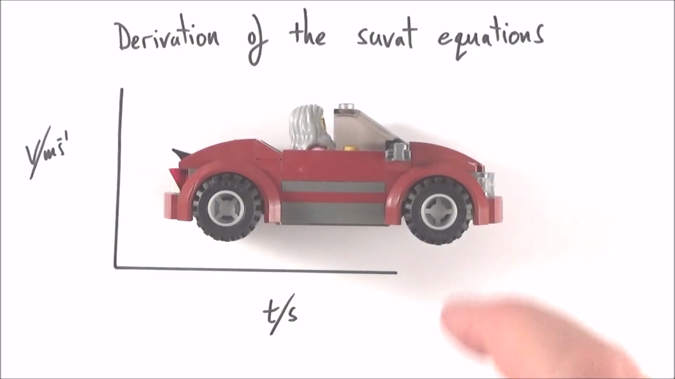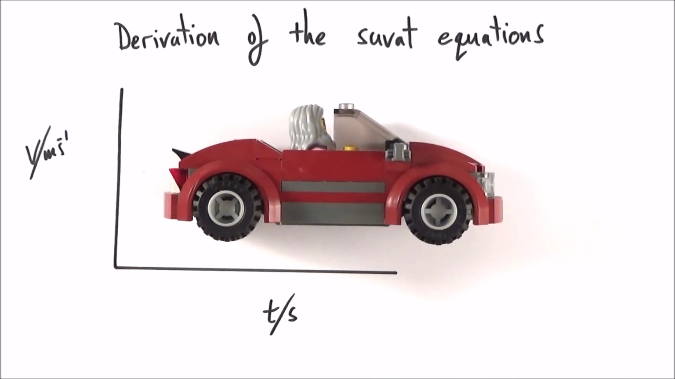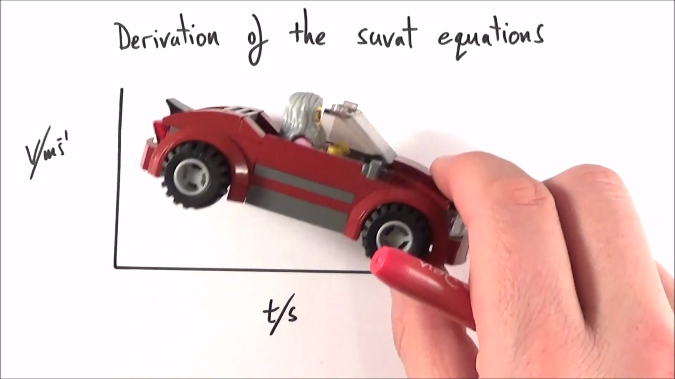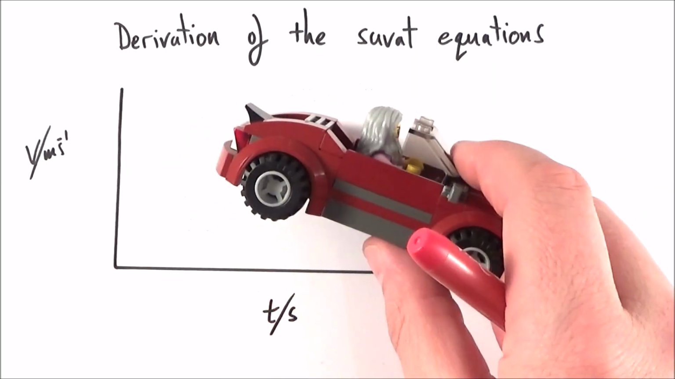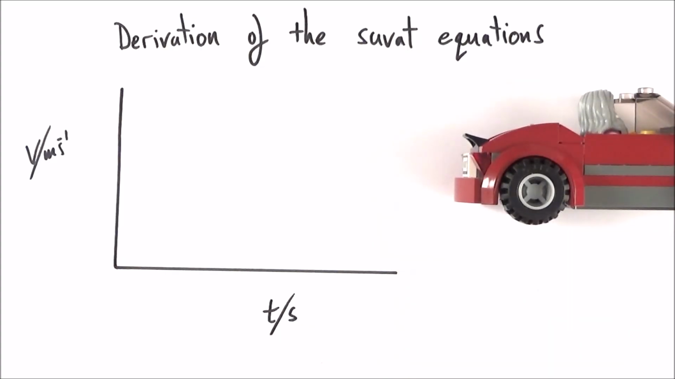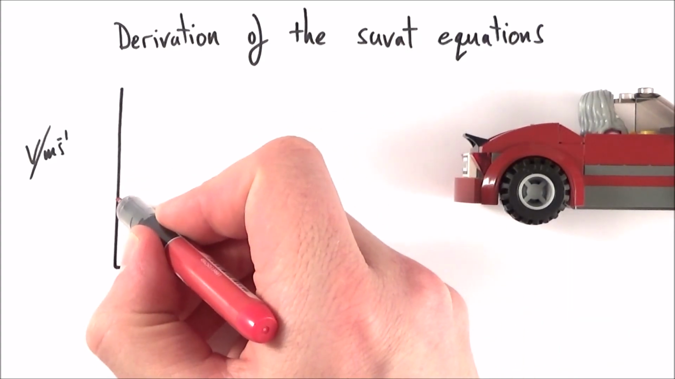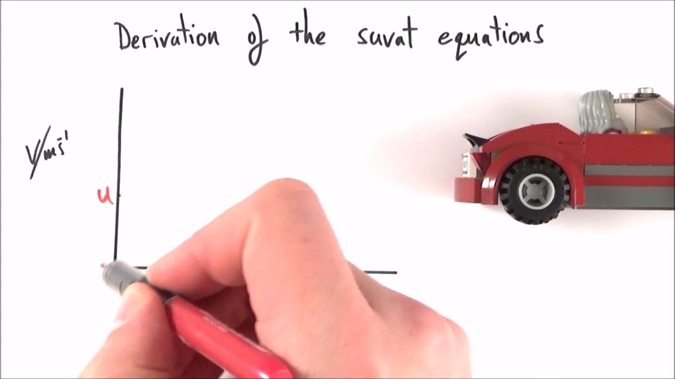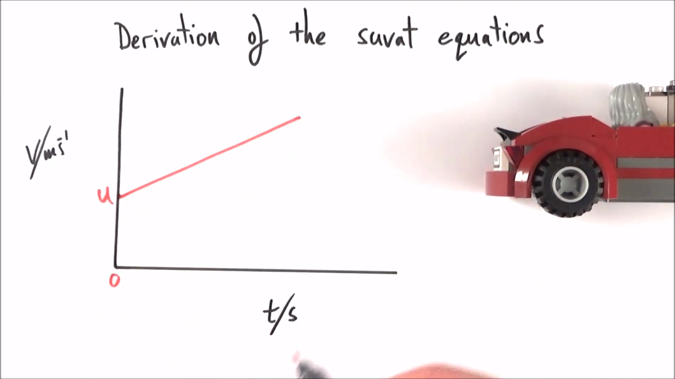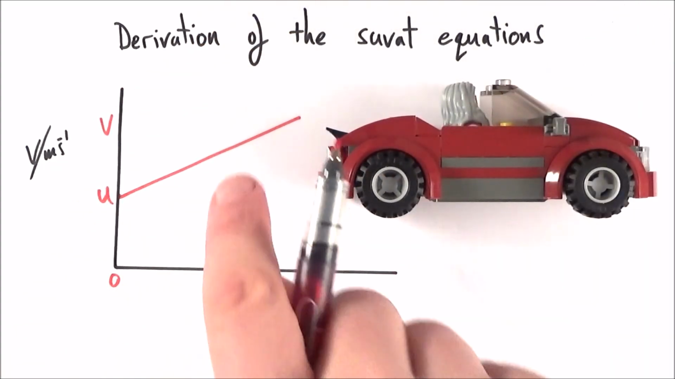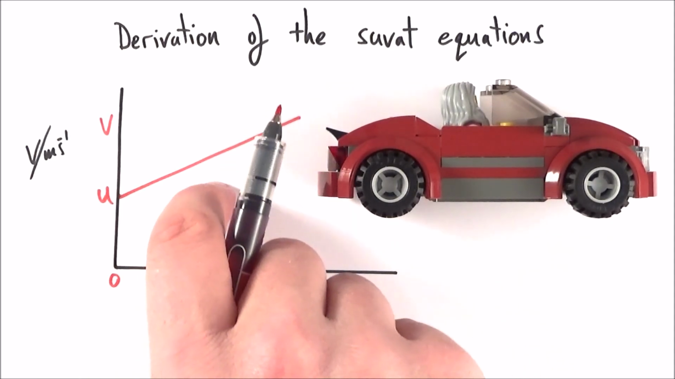Now it is useful to see where these SUVAT equations come from, and perhaps we have an object that accelerates uniformly from some initial velocity to a final velocity. We can display that on a velocity time graph. So maybe it starts at an initial velocity u at time 0, and over a number of seconds it increases its velocity to a final velocity v in t seconds. Well, we can use this information here to derive the 4 SUVAT equations.